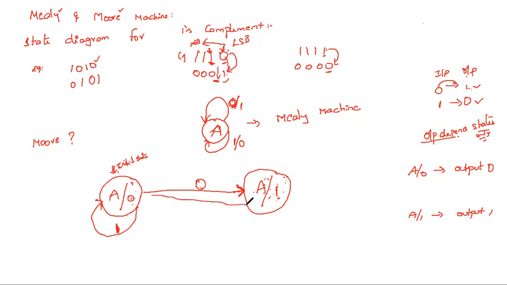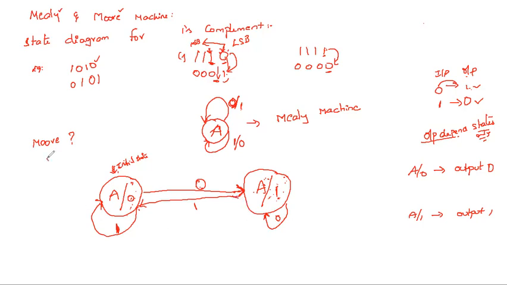So whenever input is 1, we get output 0. Okay, output 0. And whenever input is 0, we get output as 1. So we remain in the same state only. Okay.